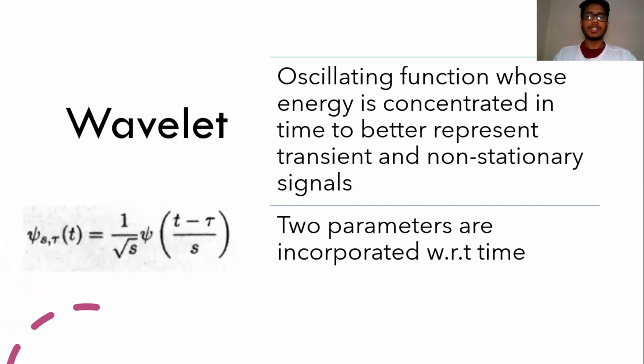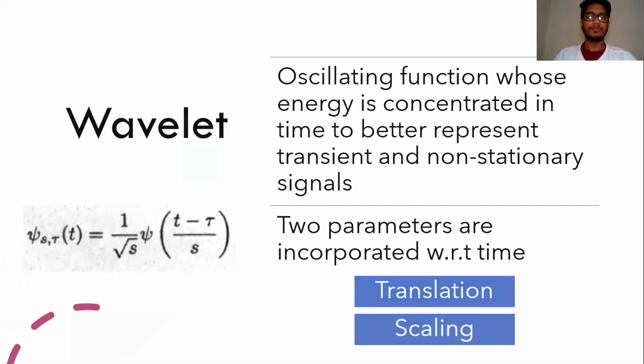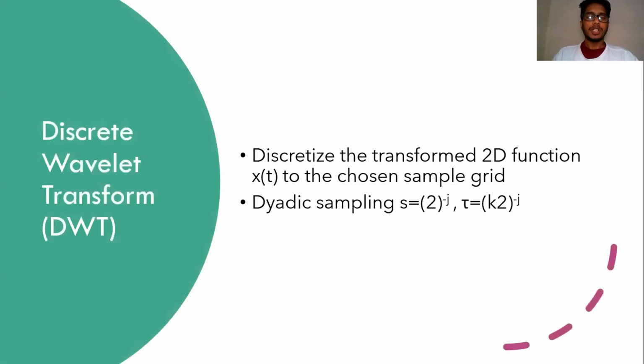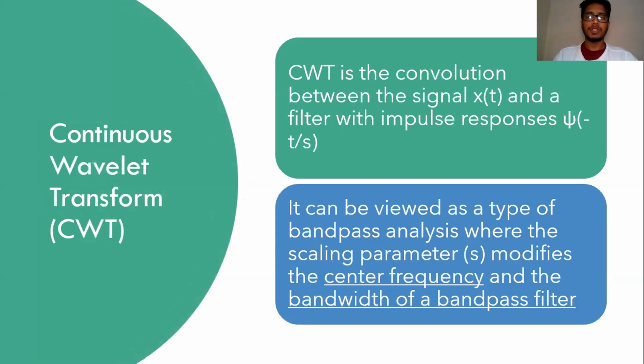Wavelets are oscillating functions whose energy is concentrated in time to better represent transient and non-stationary signals. Two parameters are incorporated with respect to time: translation and scaling. Discrete wavelet transform discretizes the transformed 2D function x(t) to the chosen sample grid. Dyadic sampling: s equals 2 to the power of minus j, and translation equals k times 2 to the power of minus j.